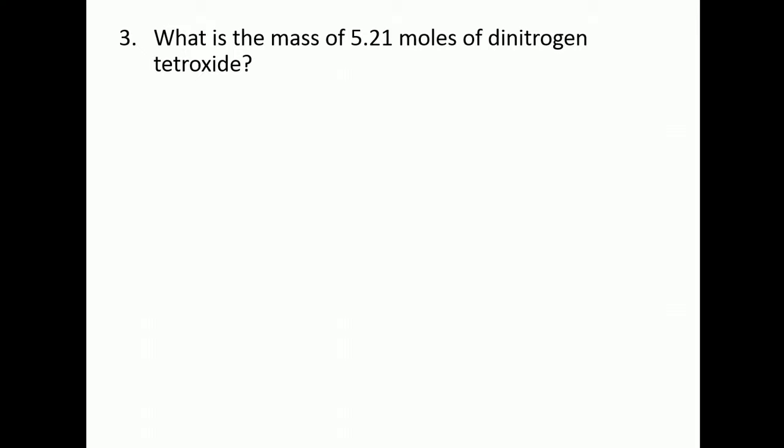Alright, hopefully we've had a chance to try this one. And in this problem, again, always start with determining what the correct formula is for whatever substance it is you're working with. Dinitrogen tetroxide is a molecular substance, and we want to make use of our knowledge of our prefixes in this case. So dinitrogen would be N2, and tetroxide, or tetraoxide it's sometimes written, is O4. And so we start with 5.21 moles of N2O4.